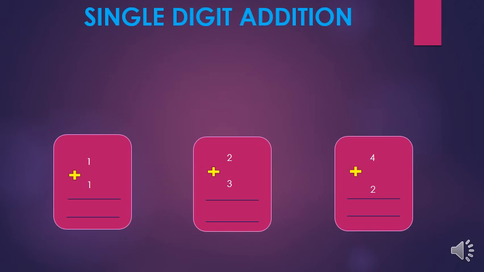Now next one, 2 plus 3. Keep 2 in the right hand and 3 on the left hand. Count 2, 1, 2, 3, 4, 5. Correct. So the answer is 5.